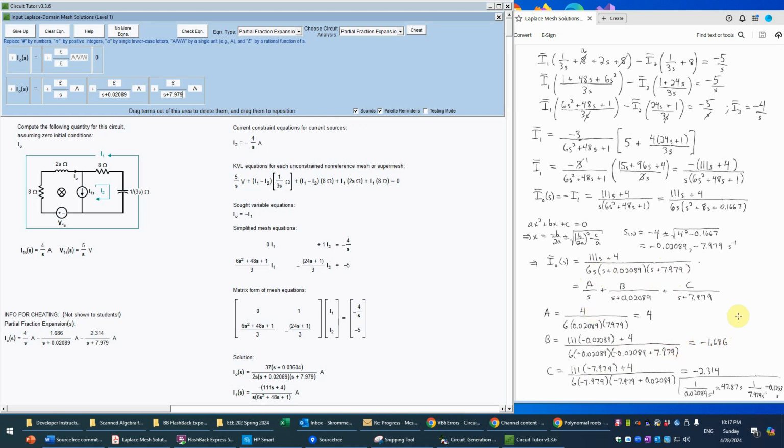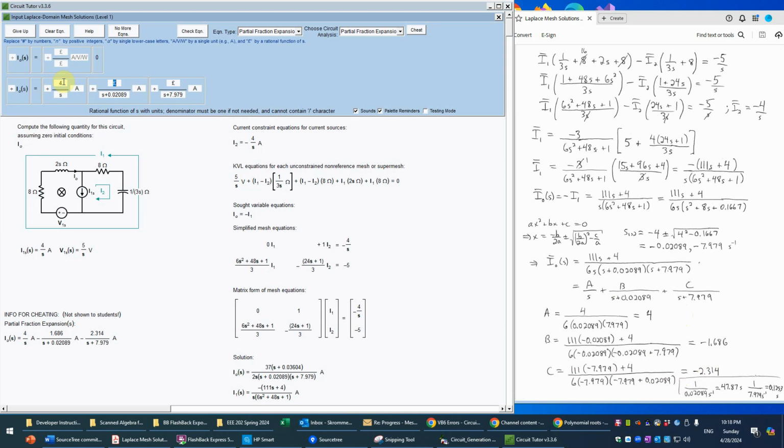And finally, to find c, by a similar process, we multiply through by s plus 7.979, and set s equal to, you guessed it, minus 7.979. That will wipe out these two terms, and also we're going to cancel out this term here. And so then we just substitute that value of s in here. So 111 times that value plus 4, and then the 6 times that value. And then this term is the one remaining now, so it's that value plus the constant. Once again, do the arithmetic, and that works out to negative 2.314. So those are the three coefficients that we need. So we'll go ahead and enter those here. So that's going to be a 4.